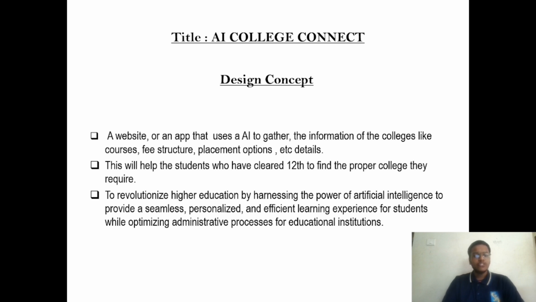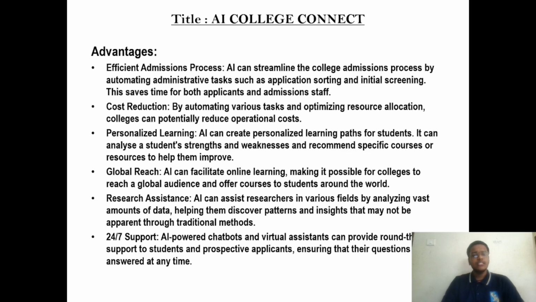It aims to revolutionize higher education by harnessing the power of artificial intelligence to provide a seamless, personalized, and efficient learning experience for students while optimizing administrative processes for educational institutions. The advantages of AI College Connect are an efficient admission process. AI can streamline the college admission process by automating administrative tasks such as application sorting and initial screening. This saves time for both applicants and the admissions staff.